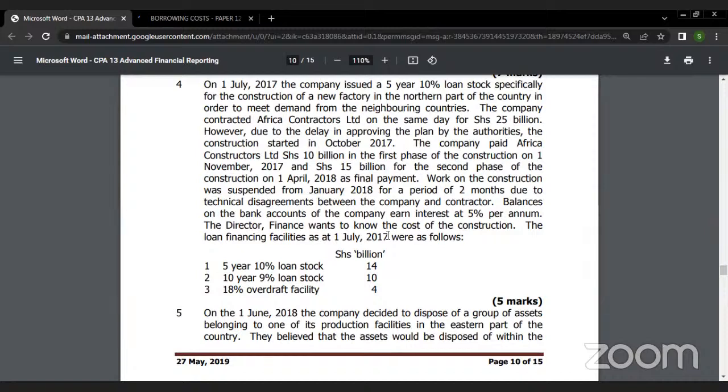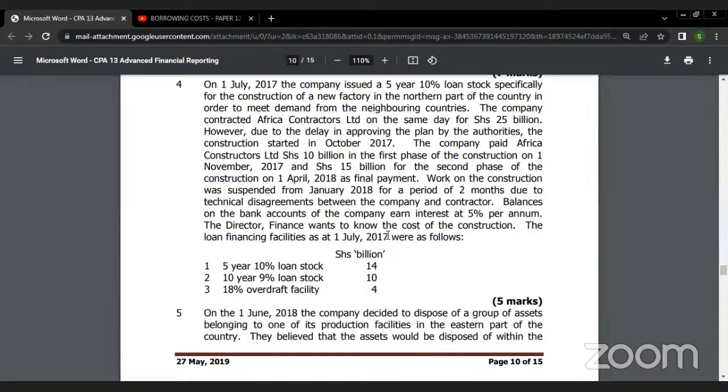Meaning that the 5-year loan stock is a specific fund. It's a specific fund. Okay, it's a specific borrowed fund. Why? Because this was issued specifically for the construction of a new factory in the northern part of the country.